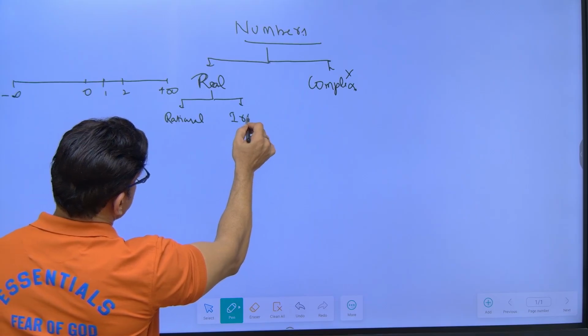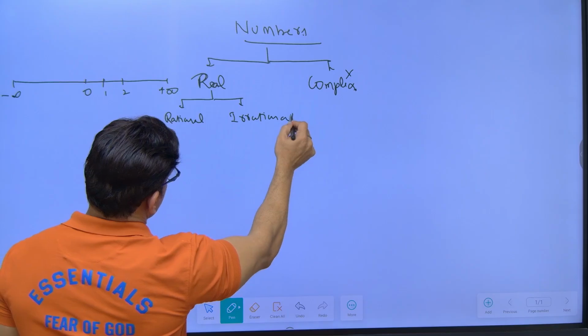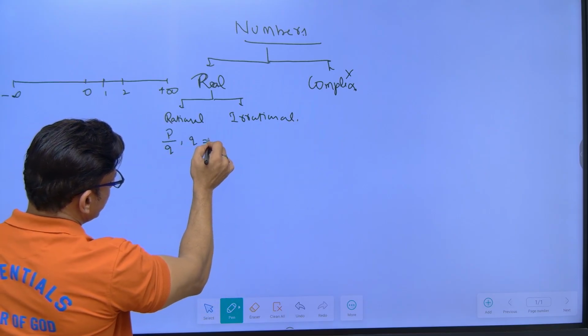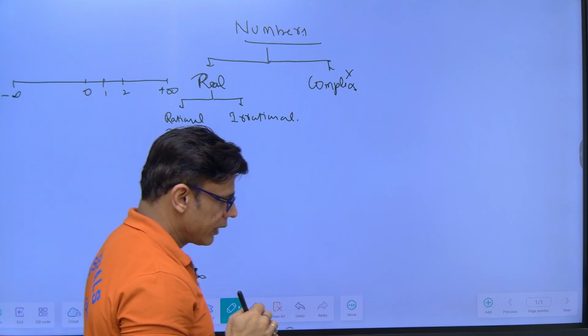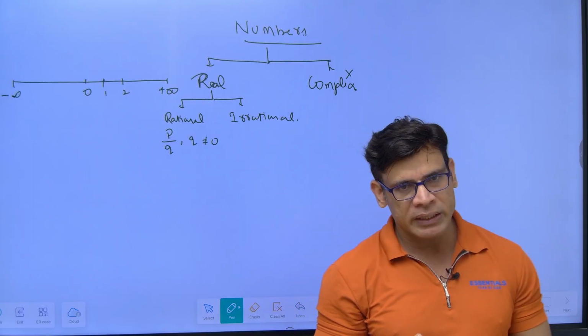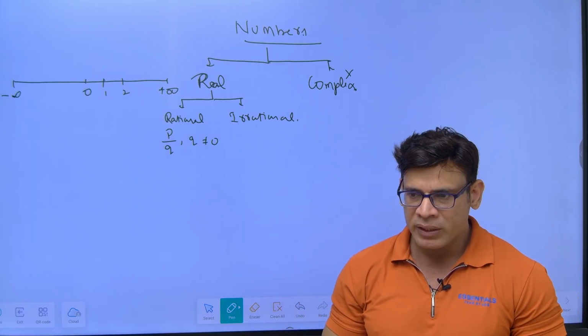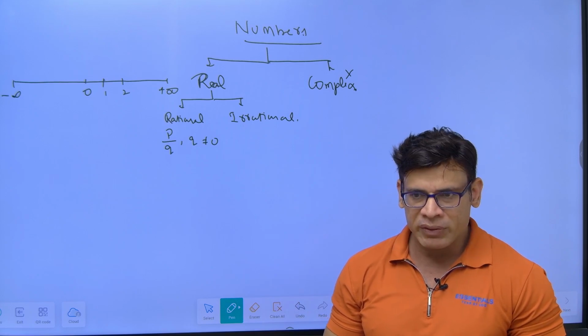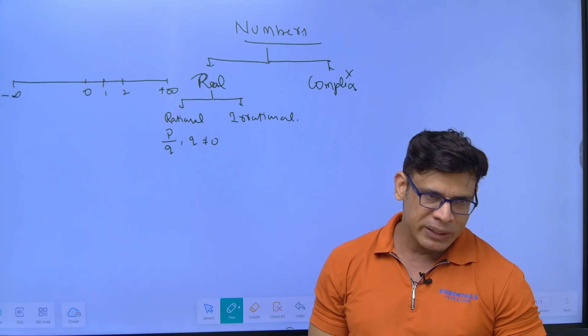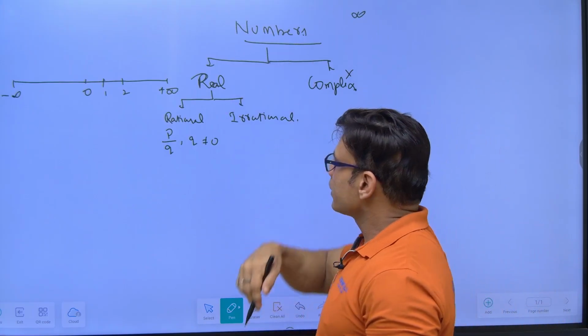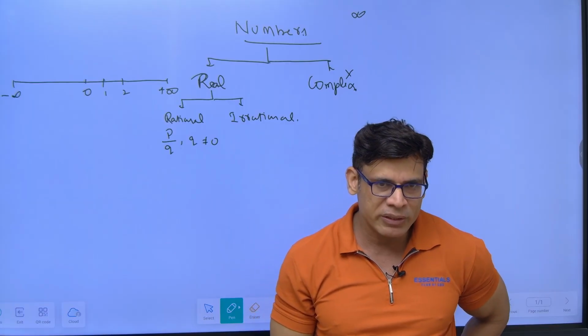Rational and irrational. What are rational numbers? Those which you can write in the form of p by q, where q is not equal to 0. Denominator should not be equal to 0 in any case, because anything divided by 0 is not defined. Mathematically, it is not defined. Or say infinity. When we say infinity, what is the meaning of infinity? This is the sign of infinity. Heard about it? Infinity, not defined.